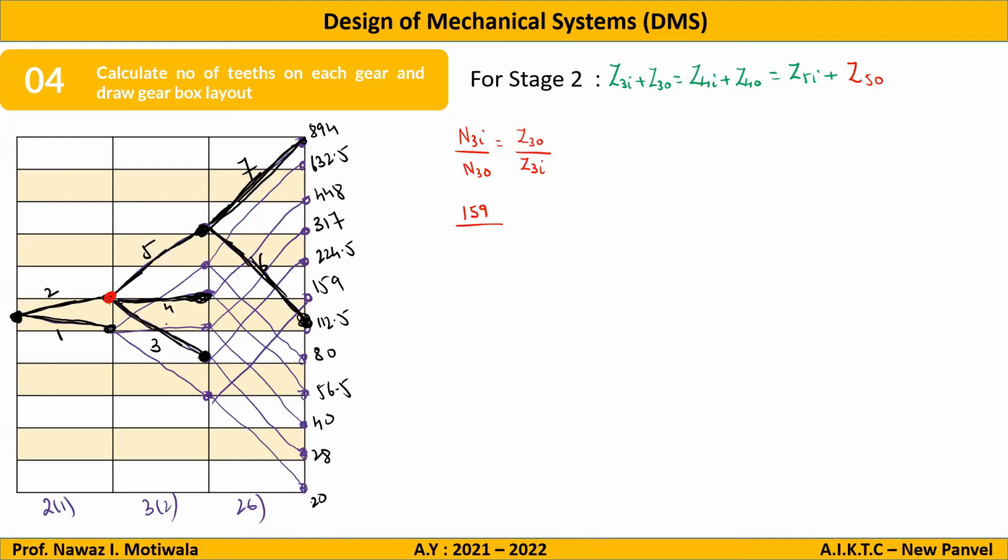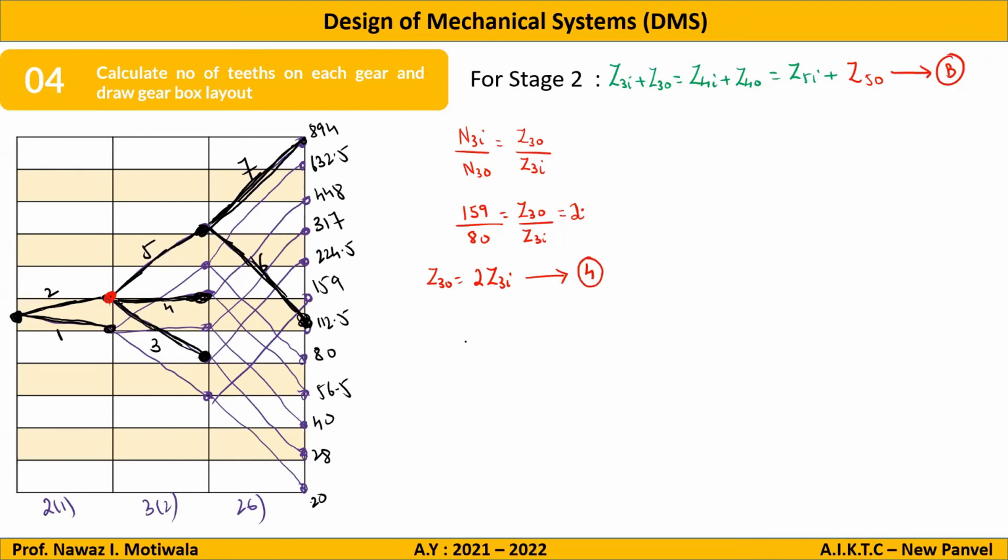What is the output speed of the third one? I have marked the third one. 80, sir. 80. Correct. So 80 is equal to Z3O upon Z3I. So from here what I will get? How much is the ratio? 1.99, that is approximately 2. Instead of writing 1.99, I will write 2. Good. So from here I will write Z3O is equal to 2 times Z3I.